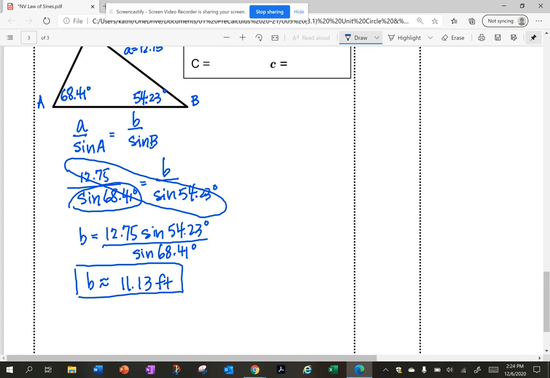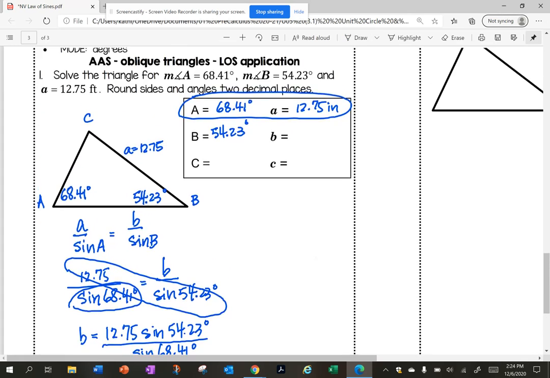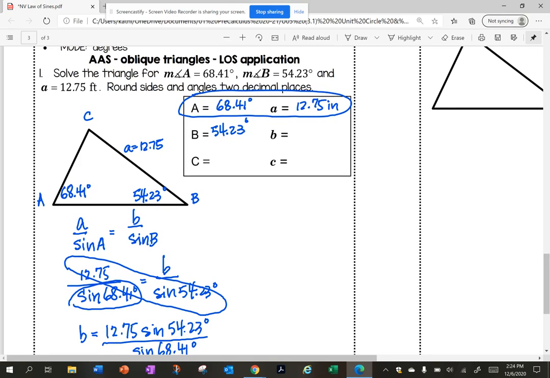Okay, so I get B is 11.13 feet. Are we in feet? I wrote inches up here. This should be feet.